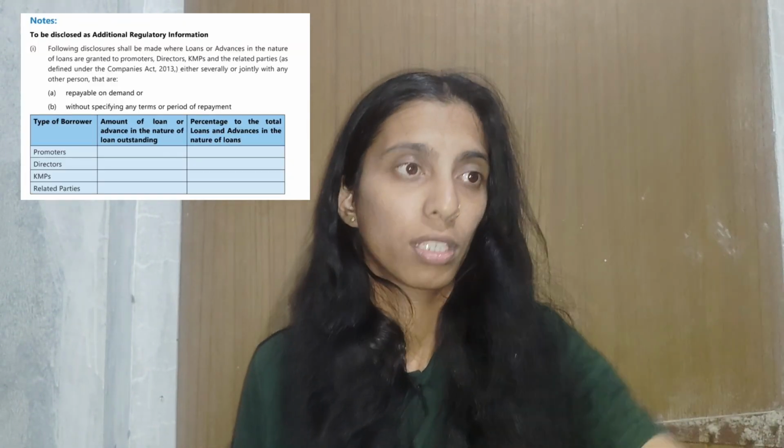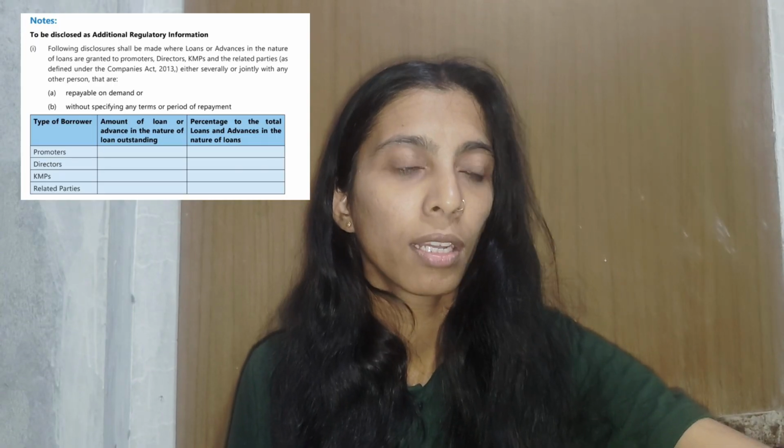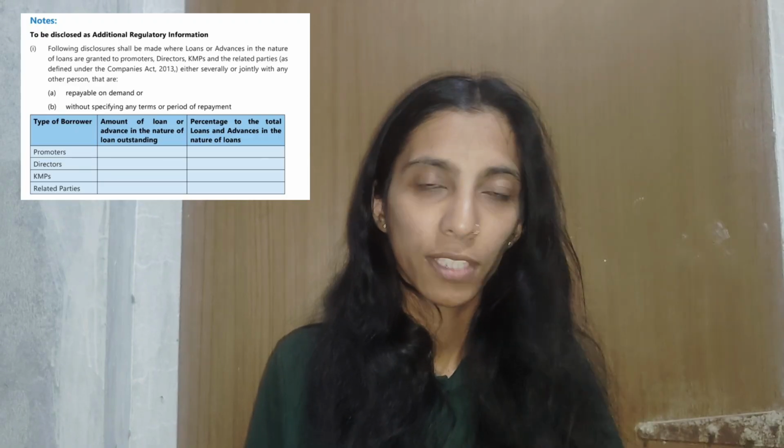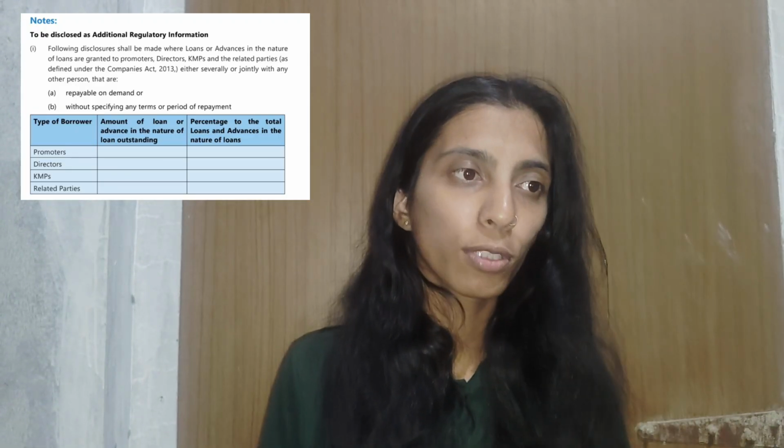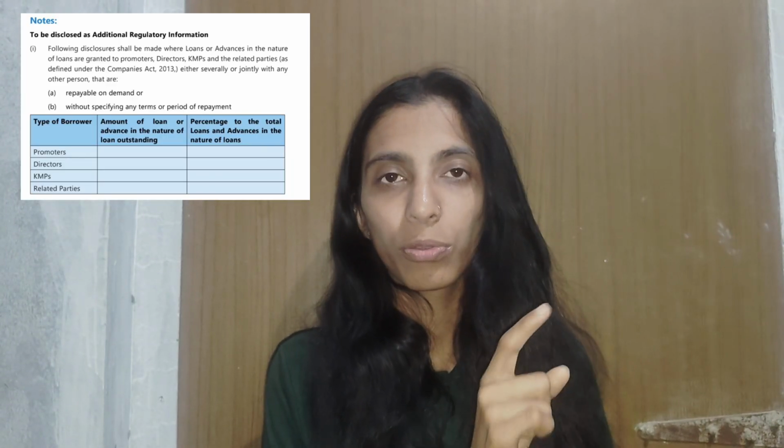Okay, and the second important one is this note. There is a note in your study material, page number 5.84. So that note, the examiner is going to ask a specific question from here. To be disclosed as additional regulatory information. Additional regulatory information, most important. You need to mark it as important.